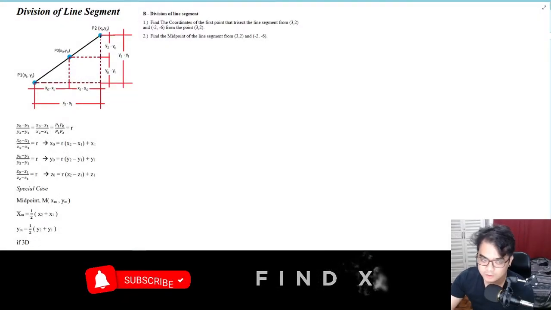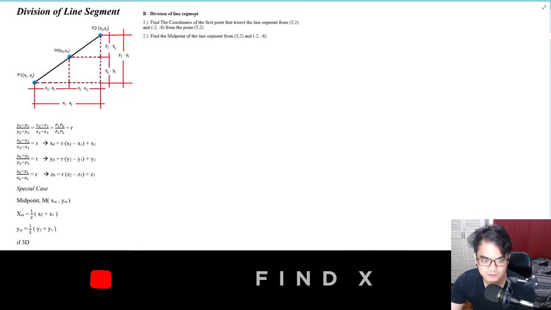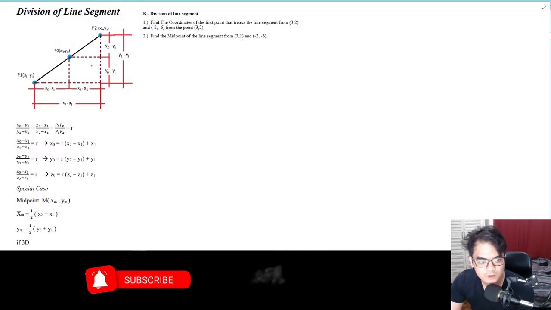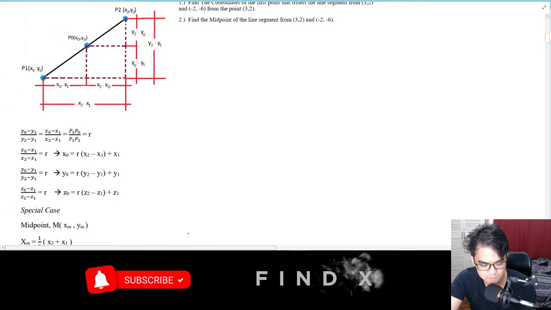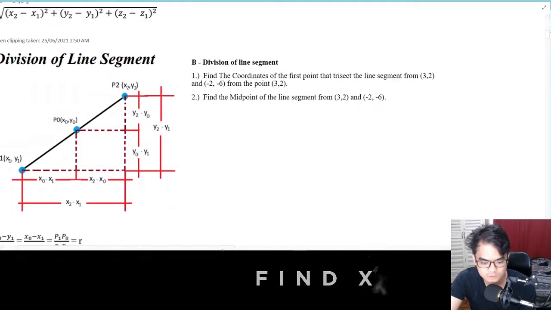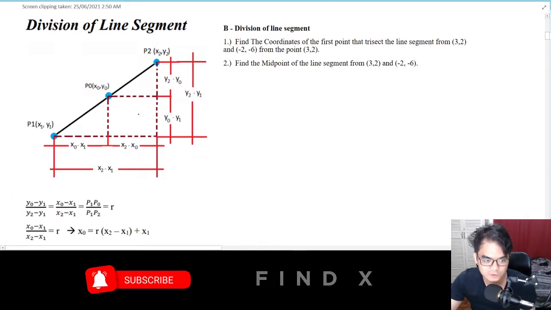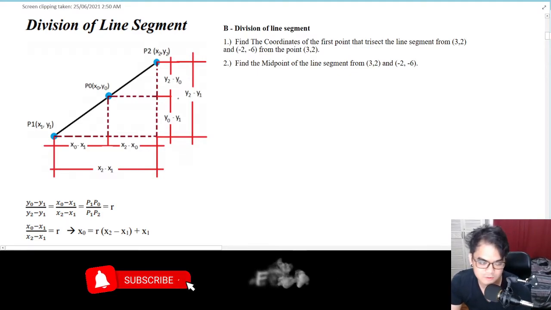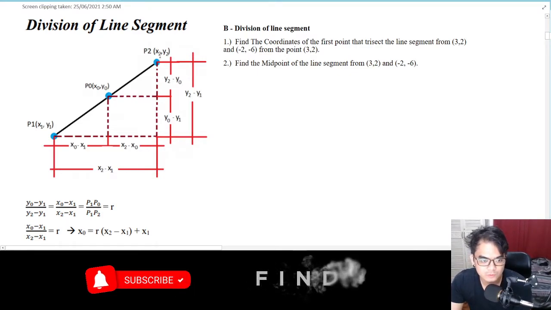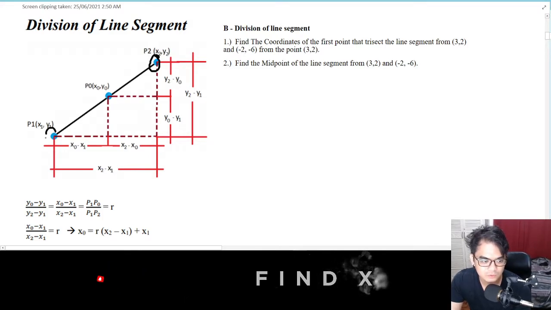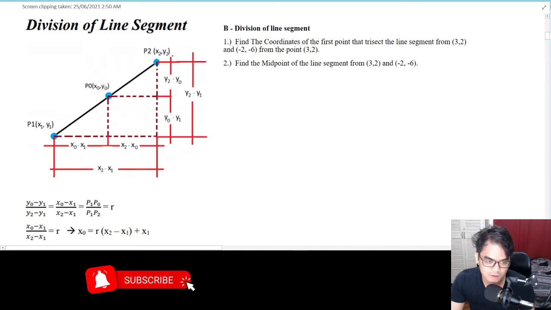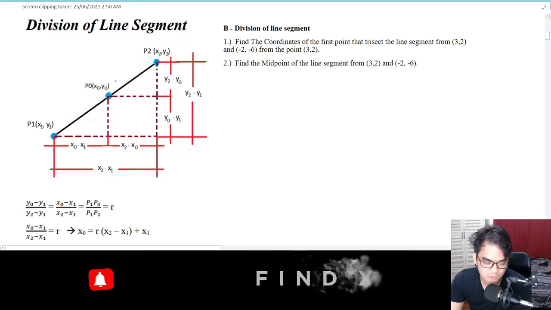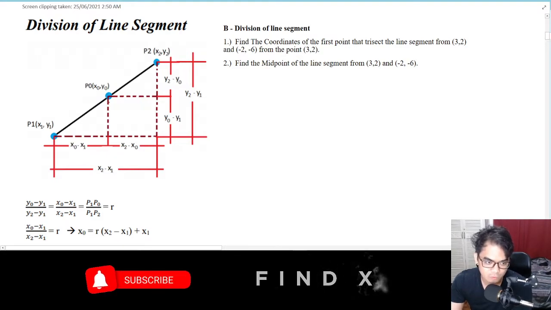So we got our next topic, which is the division of line segment. Let me just zoom it first. The division of line segment is this one. So we got an example here, or the principle. Let's say that this is P2, P1, and then P0, with coordinates x2, y2, x1, y1, and x0, y0.